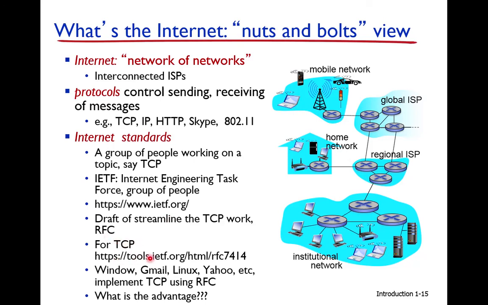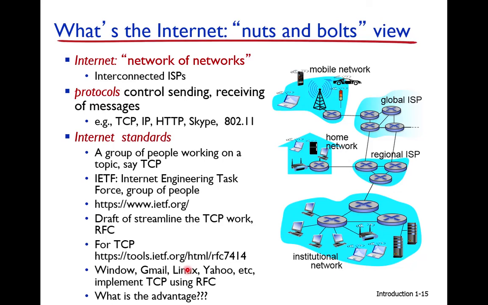For example, this RFC is available for TCP. You can see it. When this RFC is developed, what is its advantage? For example, if Windows wants to implement TCP, it will go to the RFC of TCP and implement TCP in the way specified in this RFC, following step 1 up to step 10. Similarly, if Gmail wants to implement TCP, it will go to this RFC and implement the functionality specified in the TCP RFC.